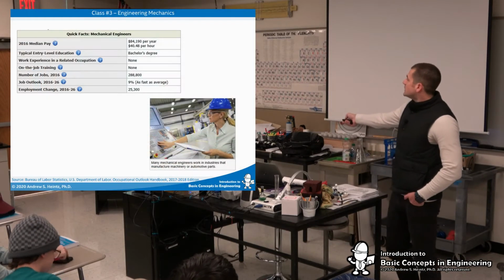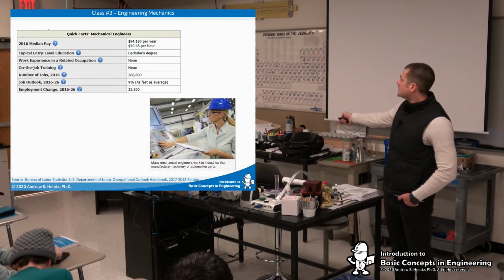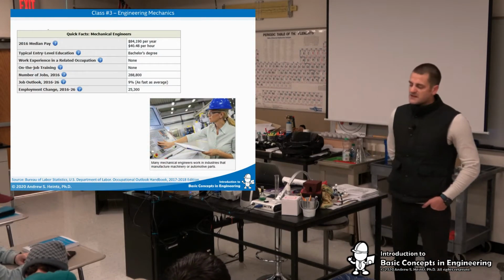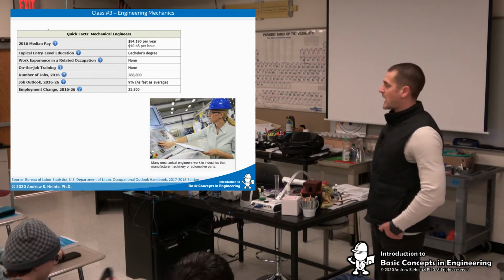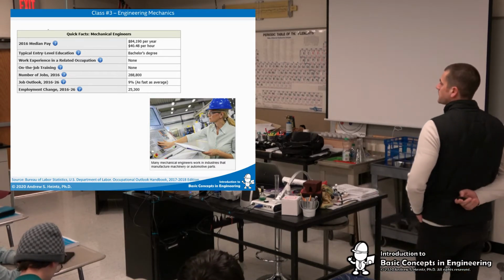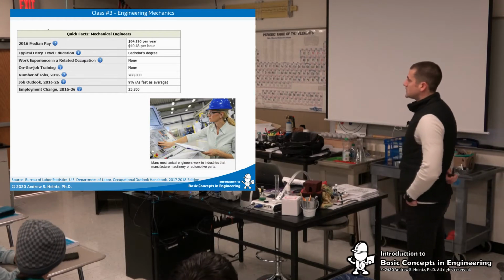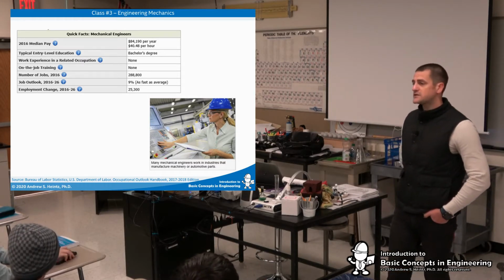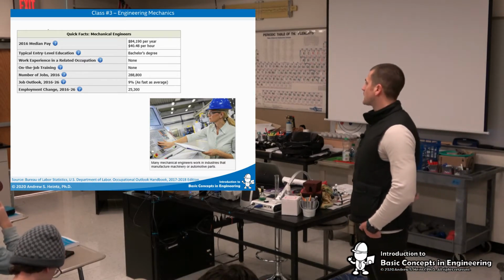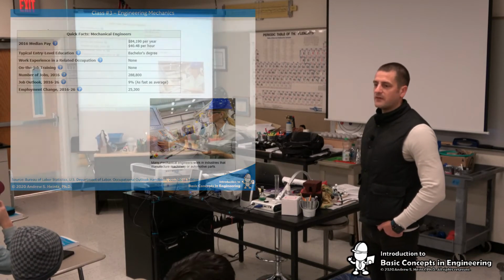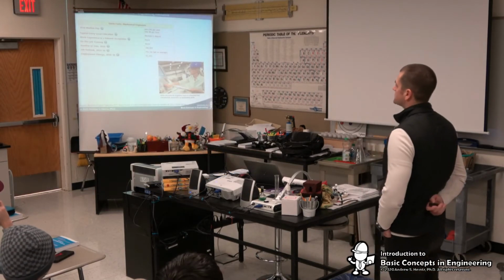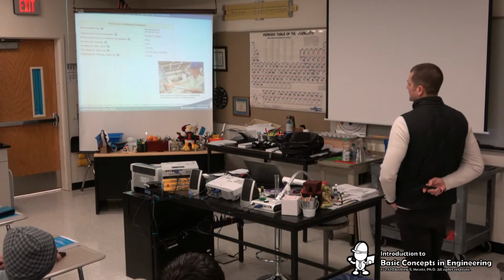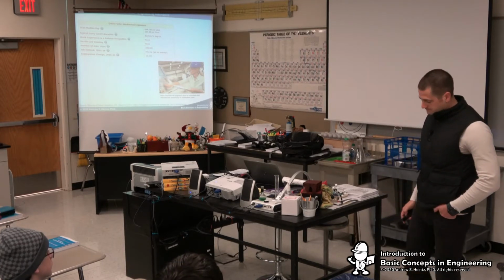So for mechanical engineers, the 2016 median pay was $84,190, so roughly $84,000, a little higher than your average civil engineer, but basically on par. The job outlook for mechanical engineers is a little higher. It's 9%, but again, it's right in that range. And again, you're looking at about 25,000 more jobs expected. So again, a pretty good field to be looking at if you're looking for employment.